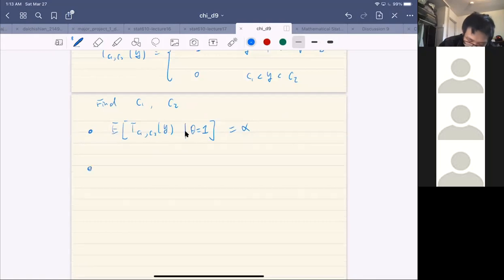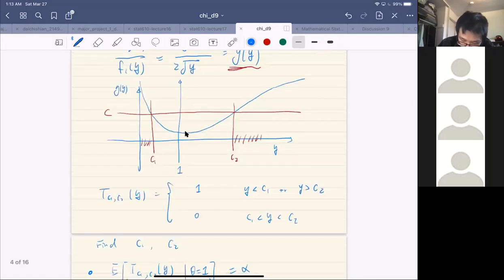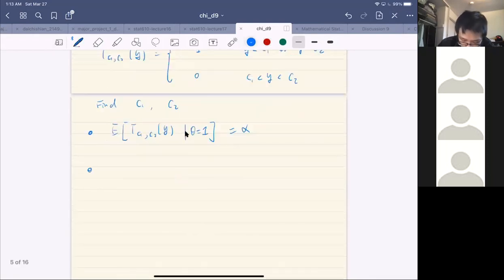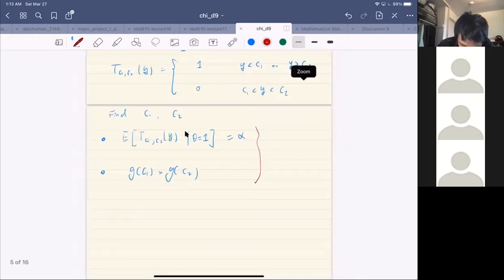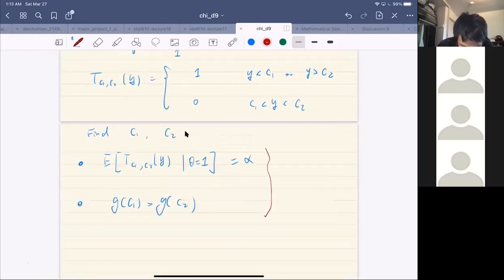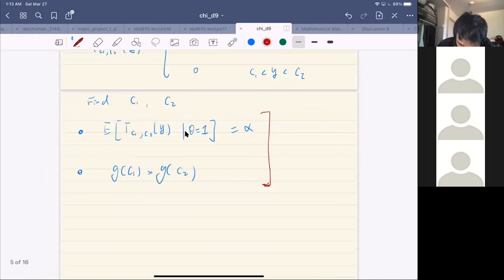And also we have another condition. You can see that in the function g(y), the values g(C1) and g(C2) should be the same. So we need another condition. So we have 2 parameters and 2 conditions, so we may be able to solve that. But I think it would still be very hard to solve this question. So as long as you do this, it is very good.